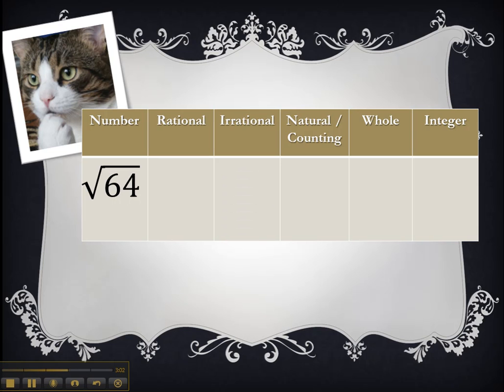Square root of 64. Be careful on this one. Since the square root of 64 is 8, we're really just doing this as if it were 8. It's rational. 8 is rational because it terminates. It's natural counting. I would count with 8.